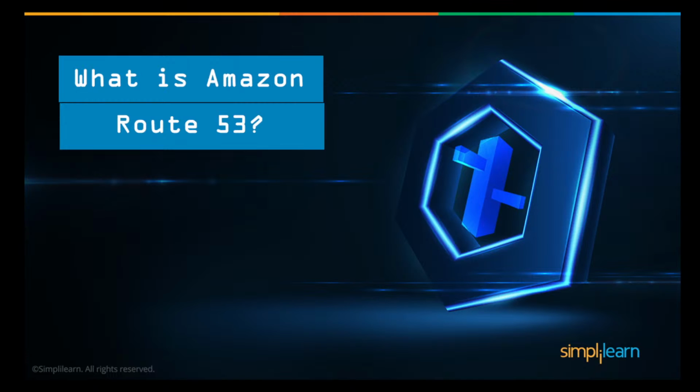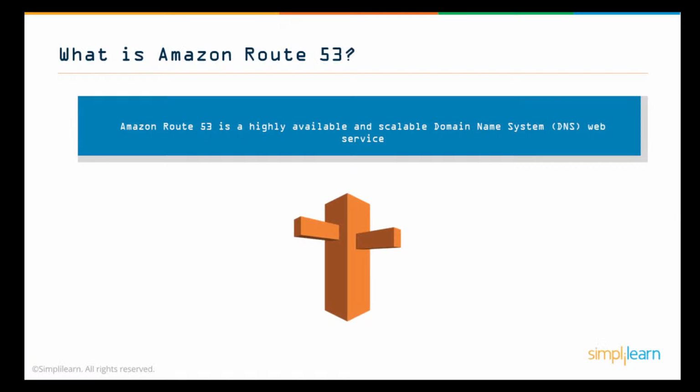Now let's look into what exactly Amazon Route 53 is all about. How do we work on the Route 53, and what are the policies that the Route 53 offers? Amazon Route 53 is a highly available and scalable DNS or domain name system web service. This is how the Route 53 is represented. So whenever you see a diagram, an architecture, and you find this particular symbol, that represents the Route 53.